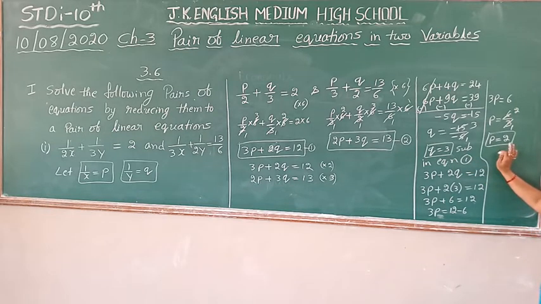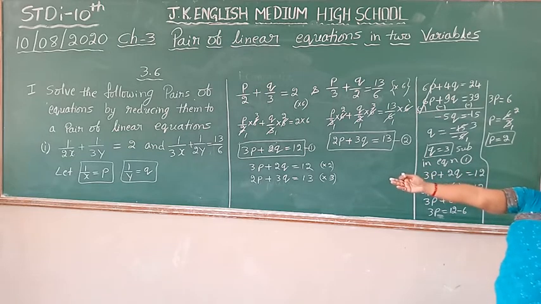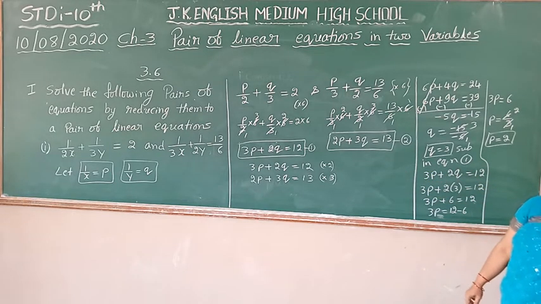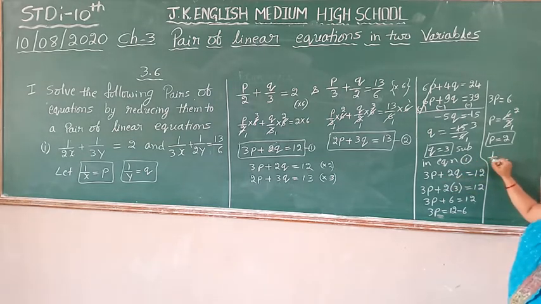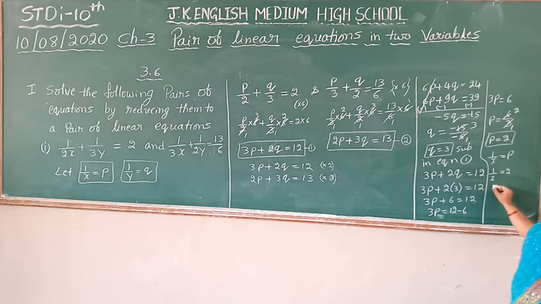So after getting the values of q and p, we let p and q be 1 by x and 1 by y. We have to find the variable values x and y, because the equations have x and y. We have taken 1 by x as p and 1 by y as q. Now substitute: 1 by x is equal to p, which is 2. Then x is equal to 1 by 2, so cross multiplying, we got the value of x as 1 by 2.